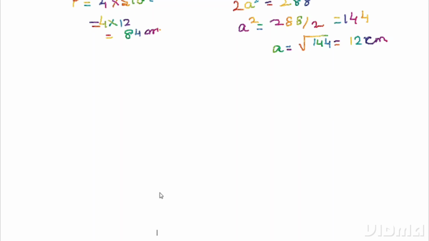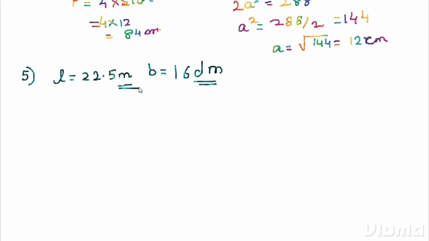So the fifth question says that, so let's move on. So this is simple. The perimeter you have to find. The length is given to you as 22.5 meter and breadth is given to you as 16 dm. So now you should keep in mind, if 1 unit is dm, 1 unit is meter, you need to convert it.